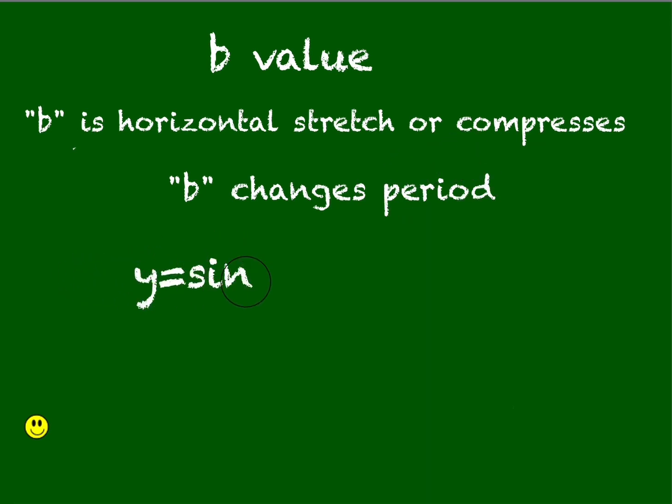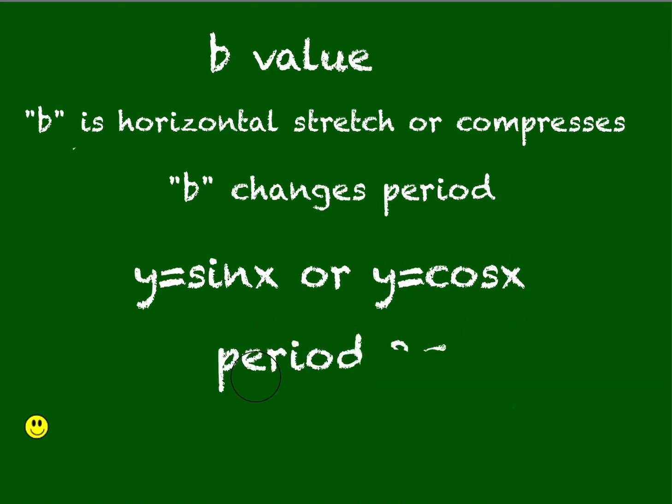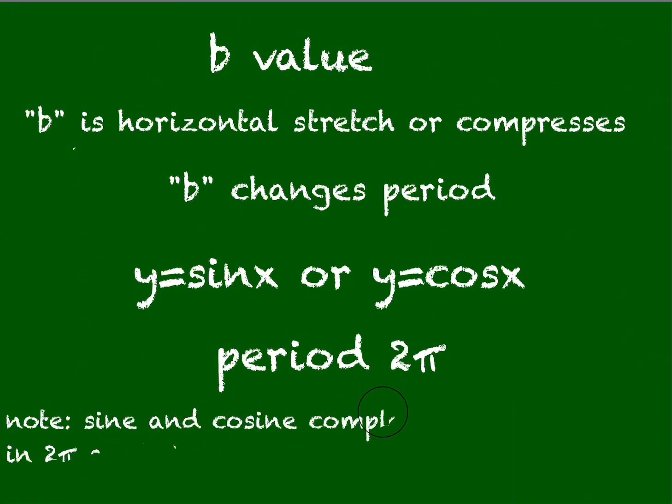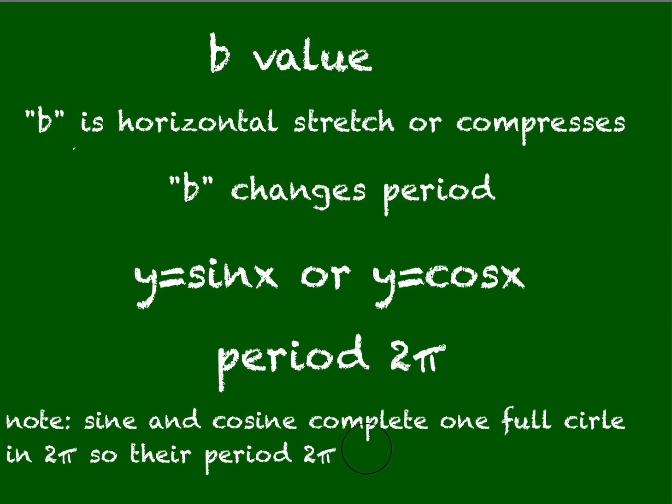Do not forget the period of the basic sin x and cos x functions is 2 pi radians. Because the sine and cosine functions complete one full cycle or one full circle in 2 pi radians. Therefore, the period of both sine and cosine functions is 2 pi.